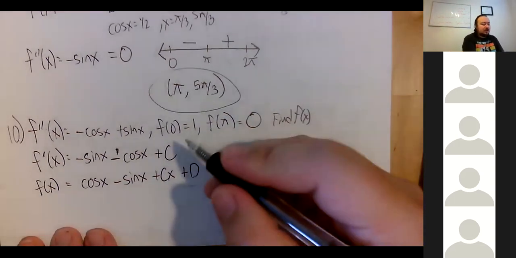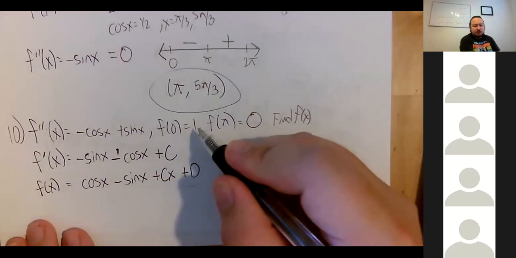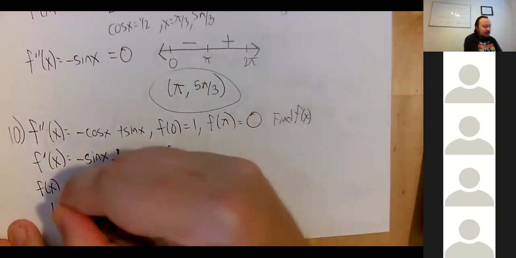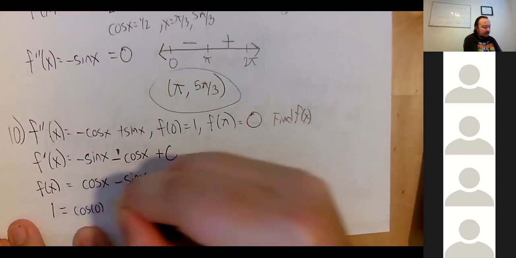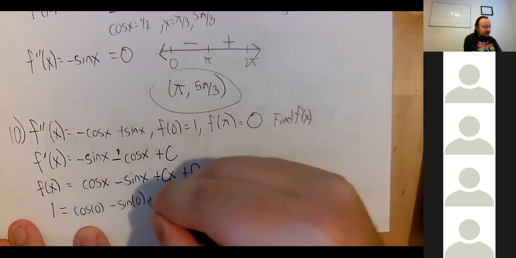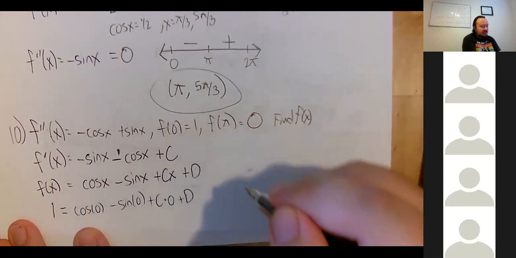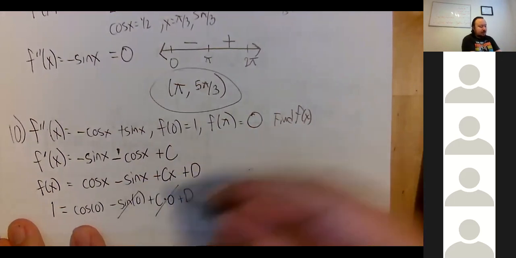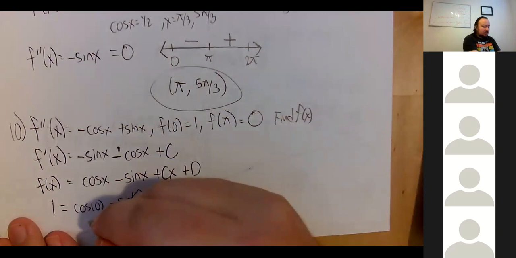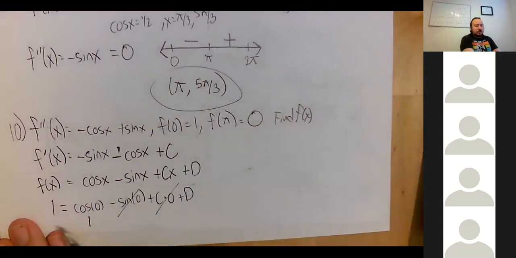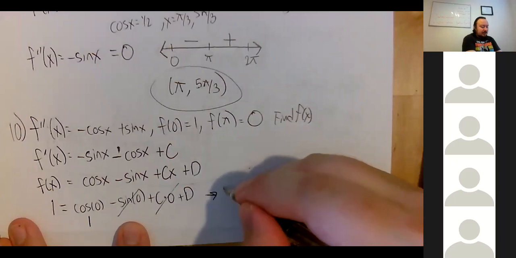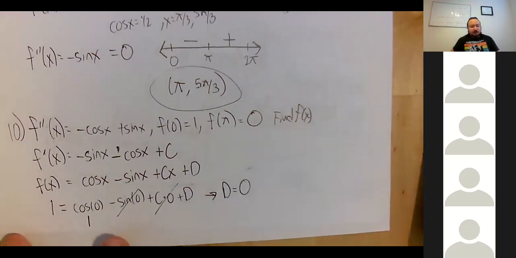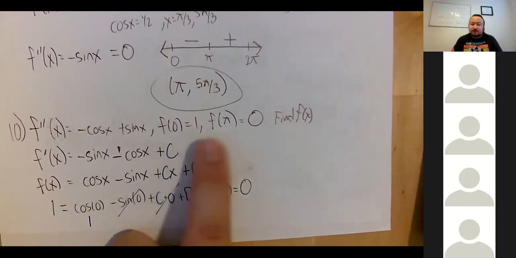I'm going to use the first piece of information. f of 0 is 1. So if my x is 0, my y value is 1. So cosine of 0 minus sine of 0 plus C times 0 plus D. Sine of 0 is 0. C times 0 is 0, no matter what C is. And cosine of 0 is 1. So when I subtract 1 over here, this gives me that D needs to equal 0, because then the only thing I have left on this side is D. So I know right away that D equals 0, and I got that from this piece of information.